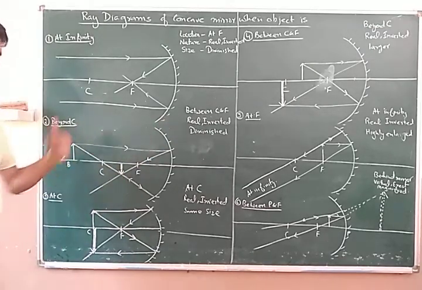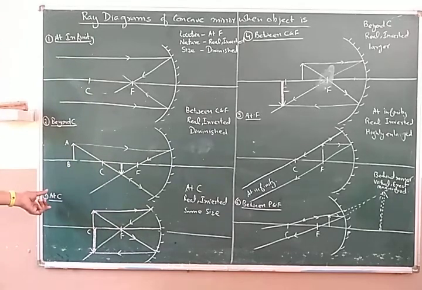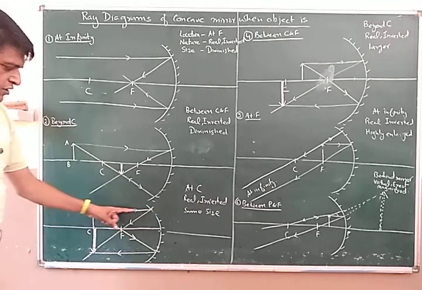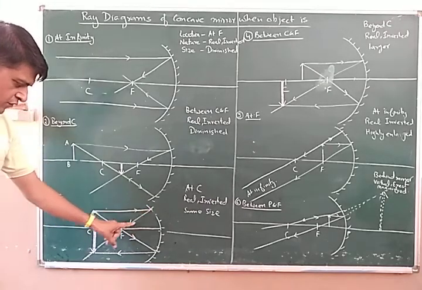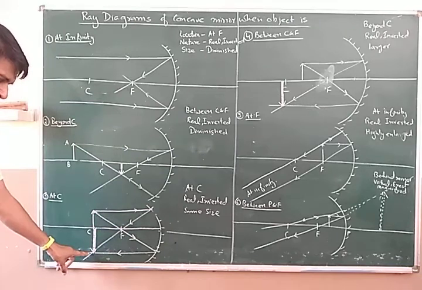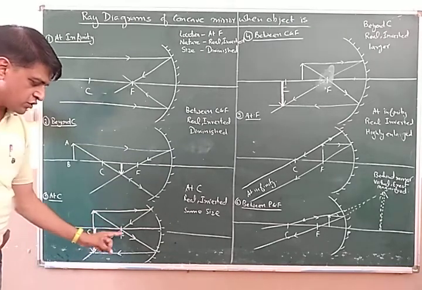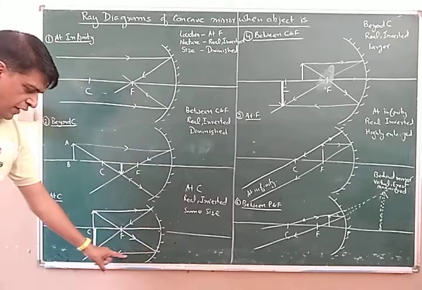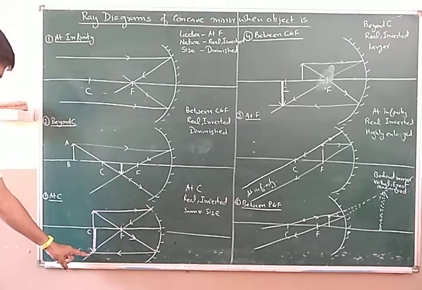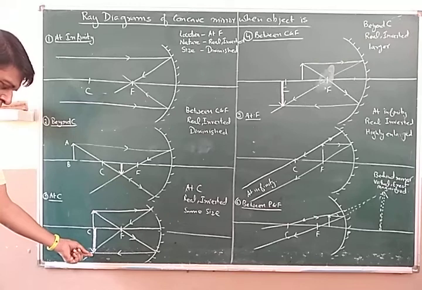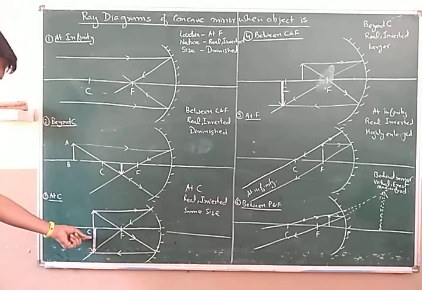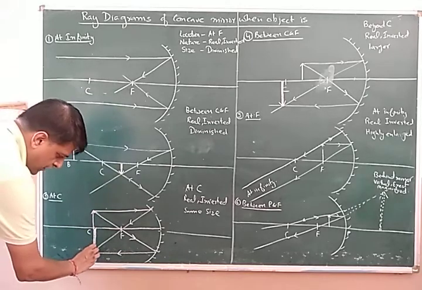Now come to the third condition. If the object is placed at C, the first light ray is parallel to the principal axis. After reflection, it will pass through the focus. Similarly, the second light ray, which is passing through the focus, becomes parallel to the principal axis. And when we draw a perpendicular on the principal axis from the intersection, the image is formed at C only.